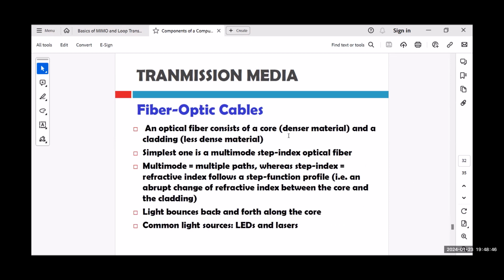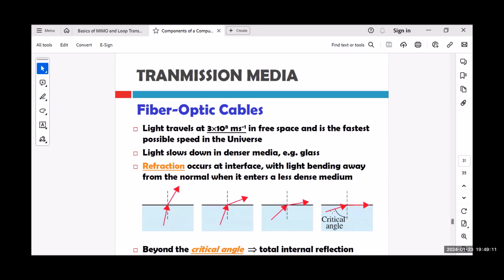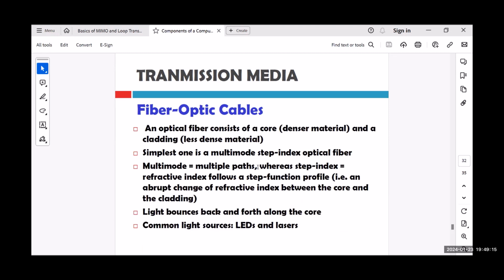An optical fiber consists of a dense core material and a lesser dense material, that is the cladding. The simplest one is the multi-mode step index optical fiber. Multi-mode means multiple paths, where step index means the refractive index follows a step function profile. That is an abrupt change of refractive index between the core and the cladding. Light bounces back and forth along the core. Common light sources are, for example, LED and laser. So we have light going up and down, up and down. We have total internal reflection.